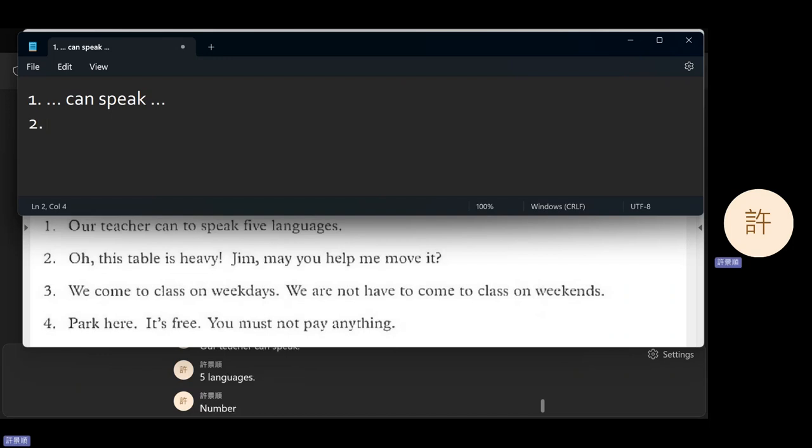Number two, oh, this table is heavy. Jim, I would say can you help me move it? You can say can or could or will or would. You cannot say may. May means allow, 允许. But you can use the other options.